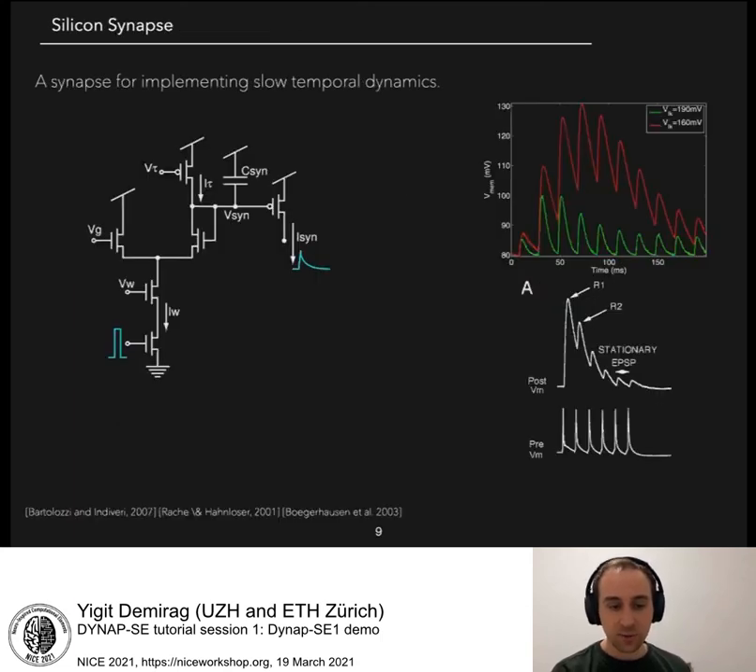So this is a synapse circuit that implements slow temporal dynamics. Whenever a spike comes, the weight current, proportional to the weight bias, discharges the capacitor here, causing a decay with a time constant controlled by this Vtau. And on the right side, you can see that by using different biases, you can have different temporal dynamics here. These exactly match the real physiological EPSP data.